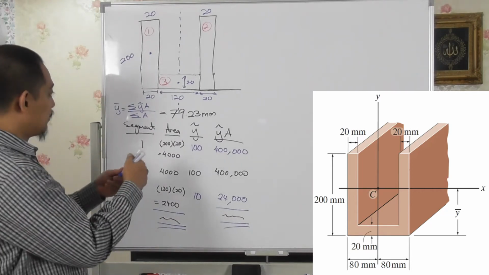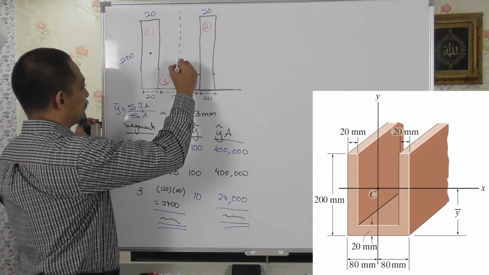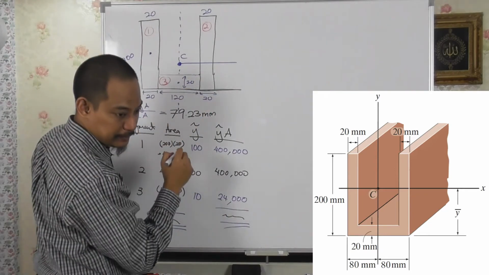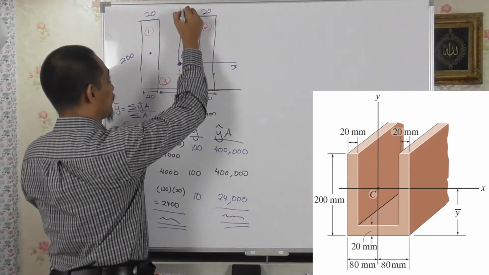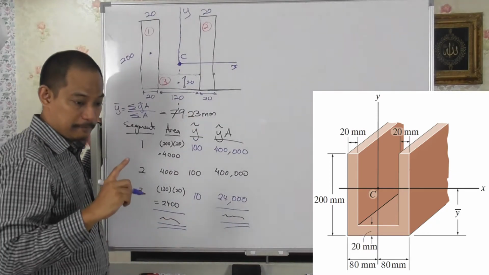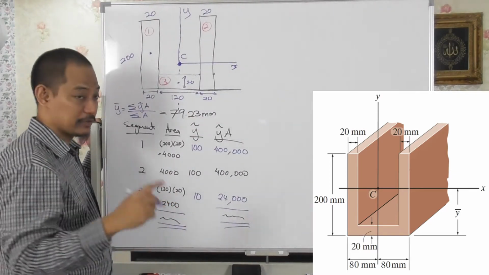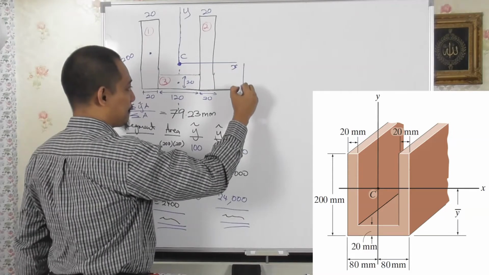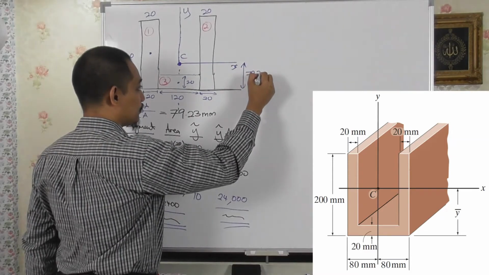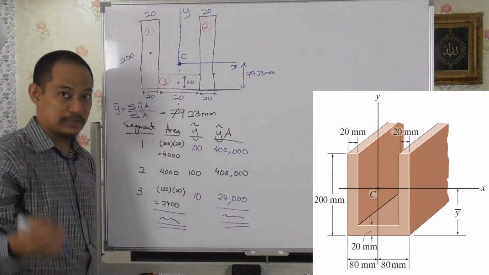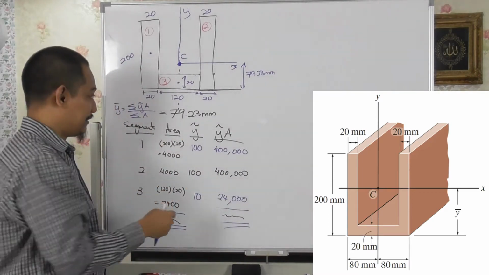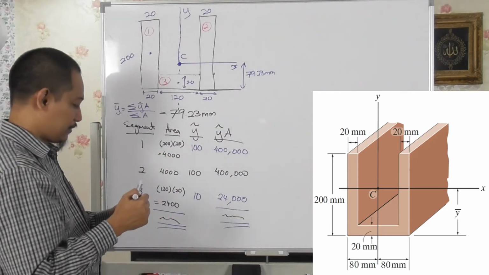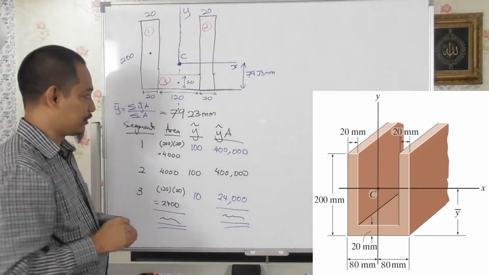So this is the first part, meaning, what is the centroid? It is somewhere here, and this is C. Going back to the question, this will be the x-axis and this will be the y-axis that we will use for calculating the moment of inertia, because the moment of inertia is with respect to x and y. So this distance, 79.23 millimeter, which we get from the initial calculation, is very important. If you make a mistake, it will affect the moment of inertia, as I mentioned earlier. Now, moving on to the calculation of moment of inertia.